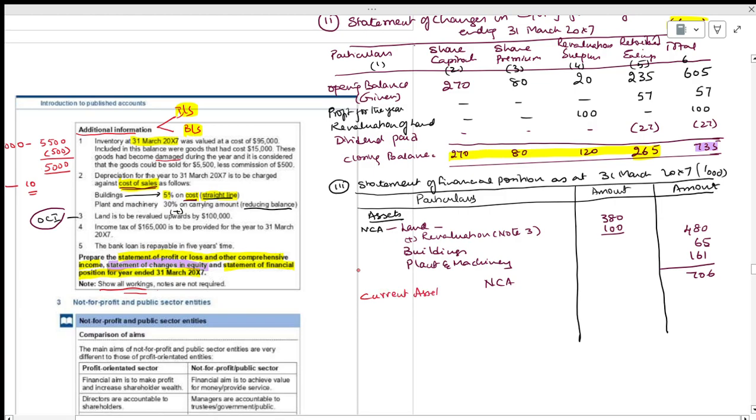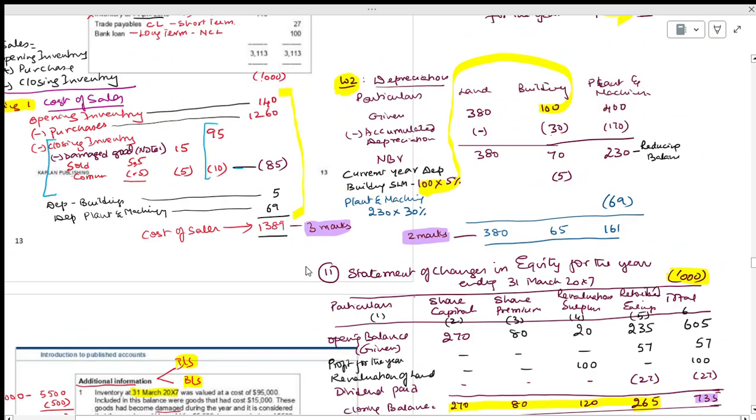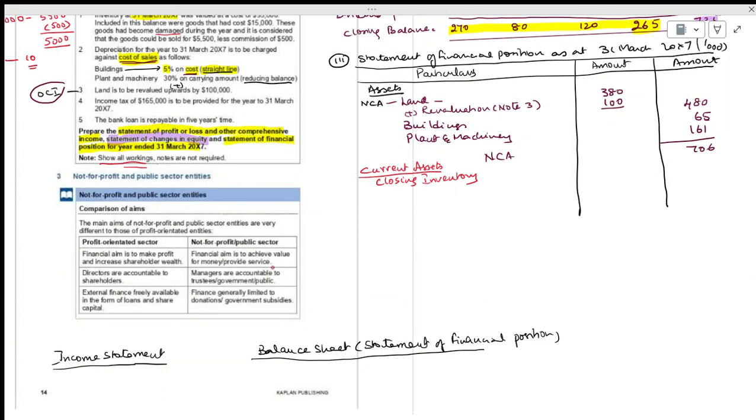Next, who has to tell? Me, Hussein. Current assets. What are the current assets? First, we always have to take the closing inventory. We should not change the order. How much is the closing inventory? We have done it in working 1. 85. Next.